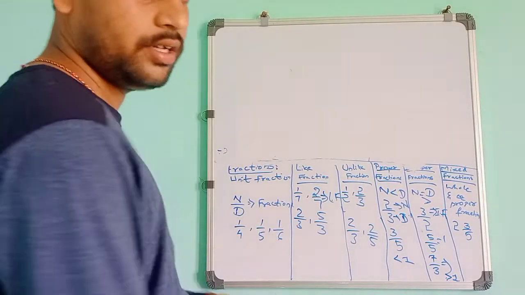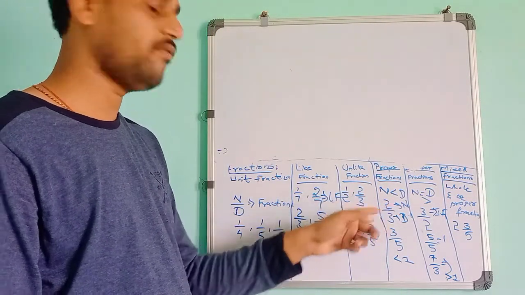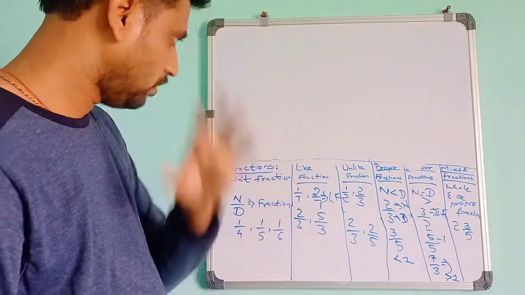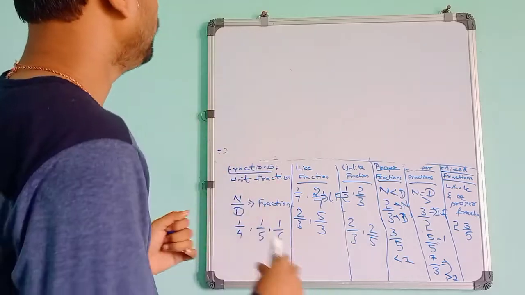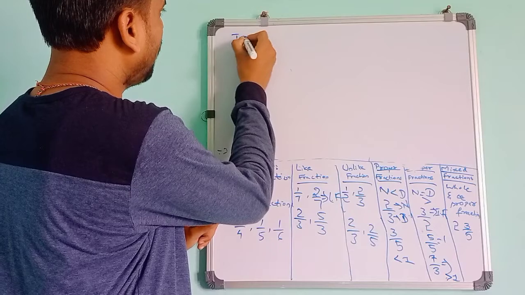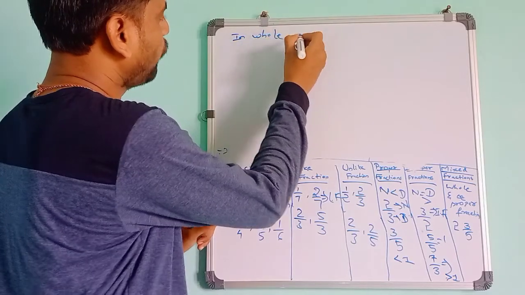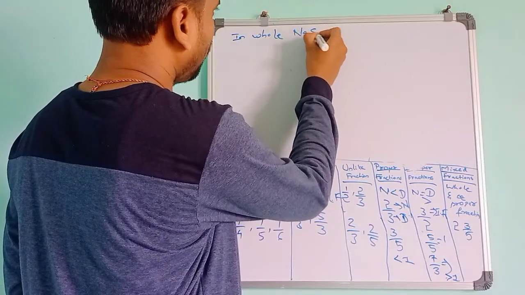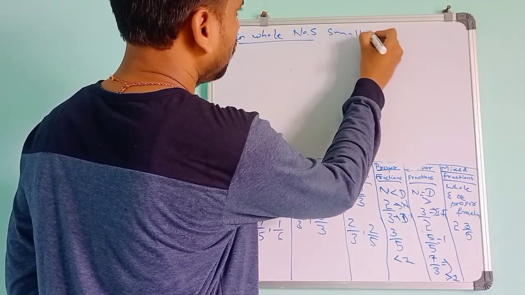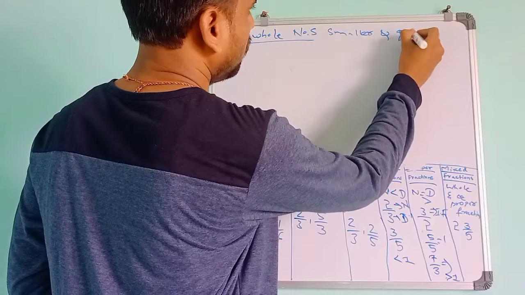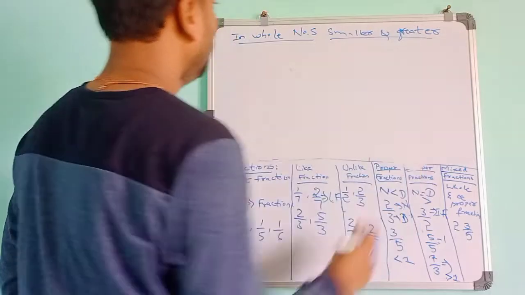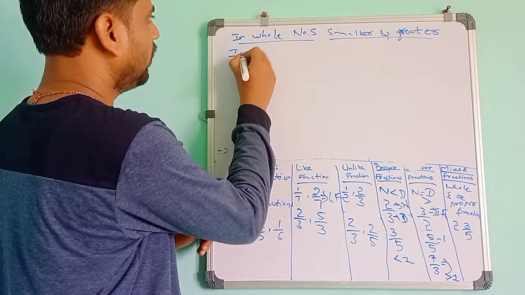So you understood like fractions, unlike fractions, proper fractions, improper fractions, and mixed fractions. Now you identify which is greater or which is smaller in fractions. In whole numbers we can easily identify which is the smaller and which is the greater number. But fractions are different.